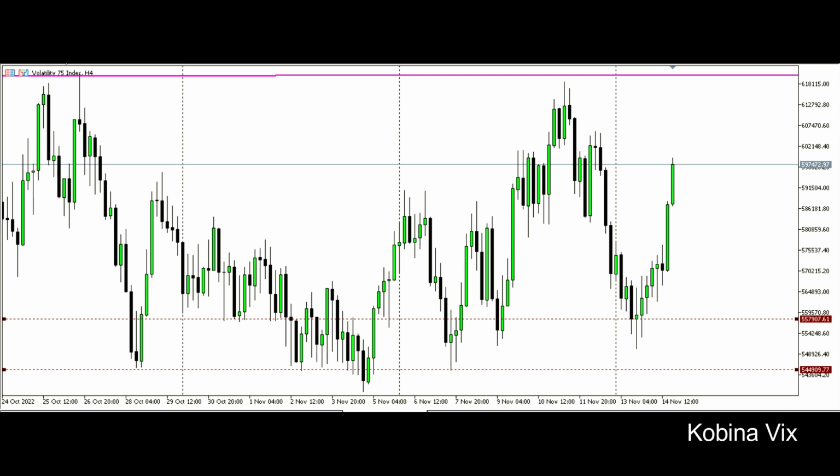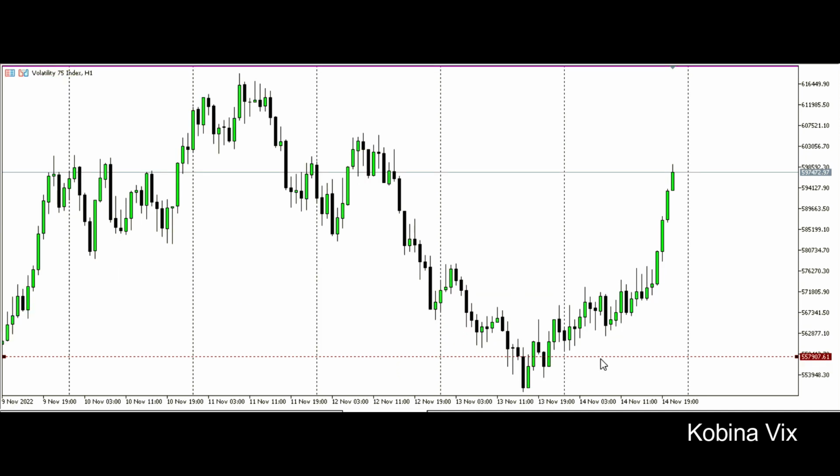Now let's go down to the 1 hour time frame and see if we can find a beautiful order block here. Awesome, it's happening. See, we had another block here. Price traded above.